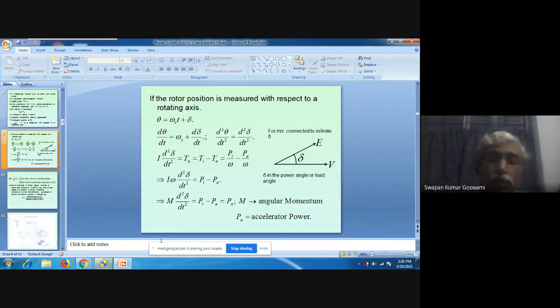So we shall be using that approach, and that approach is called the equal area criterion for stability, for transient stability. So we shall now move to derive the equal area criterion for stability analysis, and then we shall investigate the stability problem with the help of the equal area criterion.